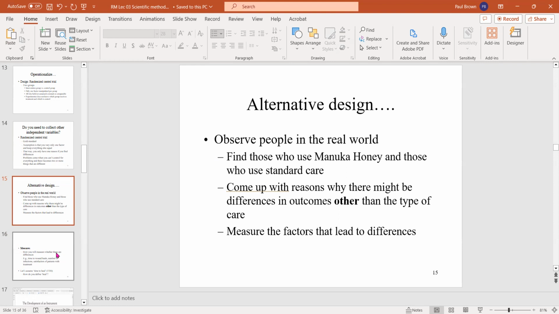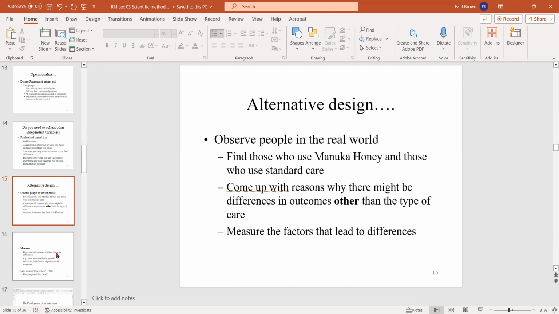What's the problem with doing an observational study where you just look at people who buy Manuka honey and compare them to people who don't buy Manuka honey? Is this group different than that group in other ways besides just using Manuka honey? So, if you look at that, there are differences. They're going to have different income brackets, probably different living conditions, lots of different things.